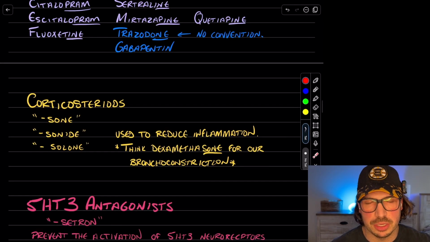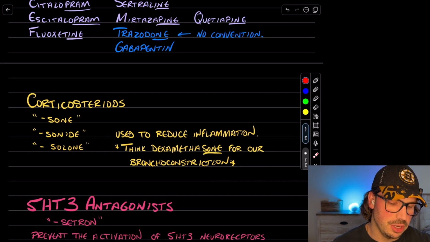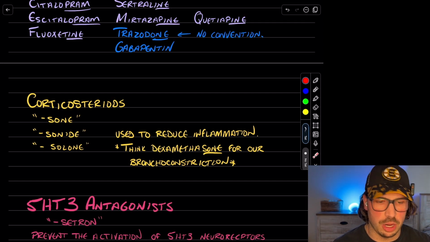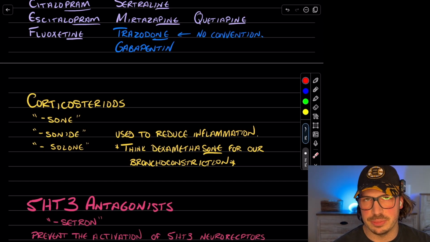And again, if you don't remember what a corticosteroid is for, it's for more of a chronic reduction in inflammation. So it's going to work more long-term than say an antihistamine or something like that.